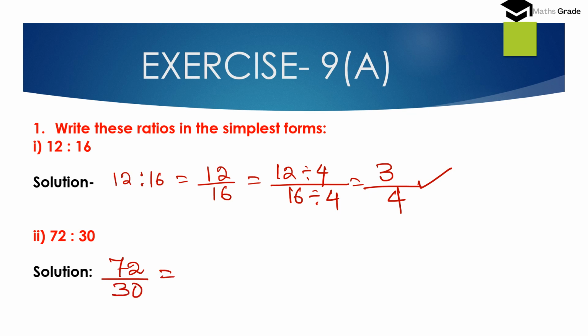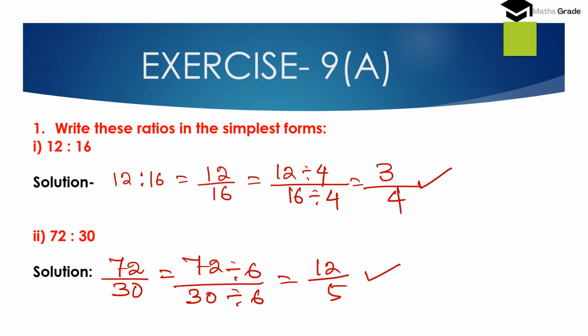Between 72 and 30, 6 is the common factor. Now dividing the antecedent 72 by 6 and the consequent 30 by 6, we get 72 divided by 6 is 12, since 12 sixes are 72, and 30 divided by 6 is 5. Now we get 12 divided by 5, and 12 divided by 5 is the simplest form of the ratio 72 is to 30.